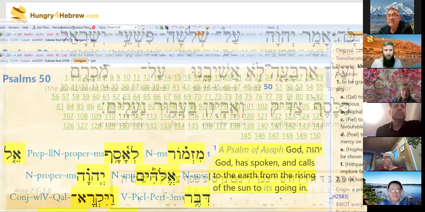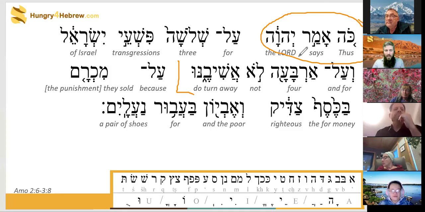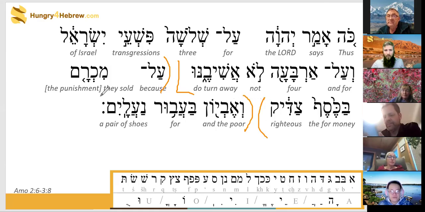If there are no more questions, we can move on to the rest of the verse. God is the one saying it. So let's say God is the one who starts enumerating the transgressions. Here's the first one. And here's the second one: Al michram bakesef tzadik ve'evyon ba'avor na'alayim.